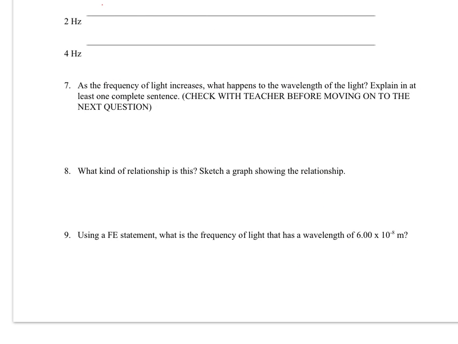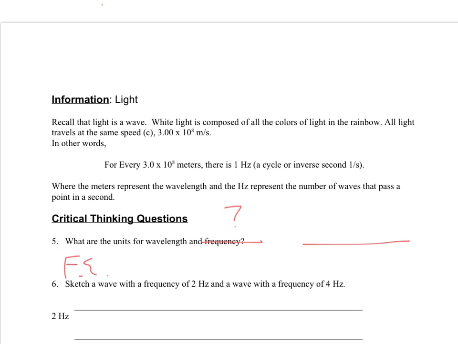Okay, and then question number 9 says, using a for every statement, what is the frequency of light that has a wavelength of 6 times 10 to the negative 8th meters? So remember my for every statement from way back up here: for every 3 times 10 to the 8th meters, there's 1 hertz.